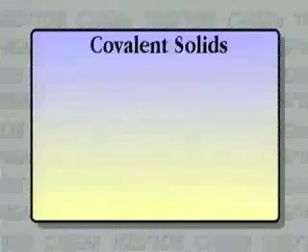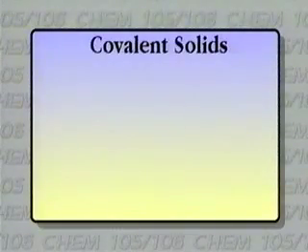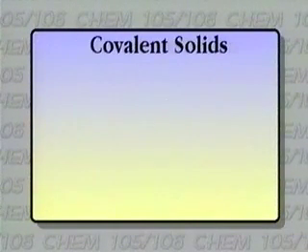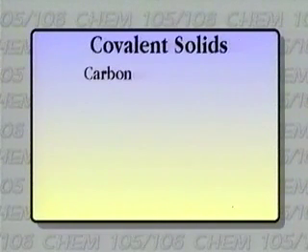The fourth type of solid are what we call covalent solids. Covalent solids imply that the particles in the solid are held together by sharing electrons, by truly covalent bonds. Covalent solids have some of the strongest bonding forces of all the solids that we have. Carbon exists as a covalent solid.